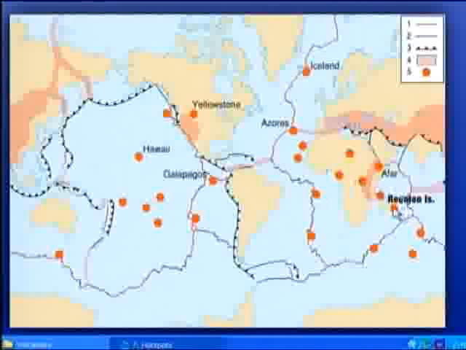You can see Réunion Island here. You can see the island of Hawaii. In fact, the whole island chain of Hawaii is located deep inside plate margins. These are called hotspot volcanoes.